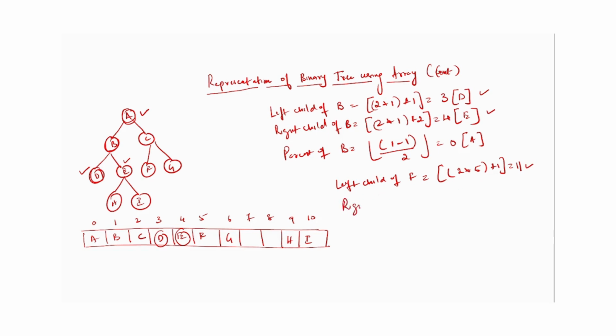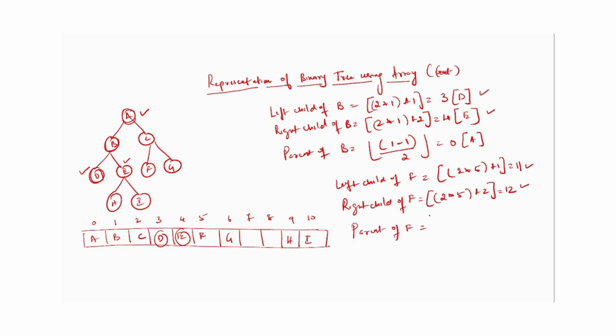What is the right child of F? Same thing here, 2 into 5 plus 2, that is nothing but 12. There is no element at 12. As we can see here, there is no right child for F. Therefore there is no left child for F, and there is no right child for F, right? So we got the answer as 11 and 12, but there are no elements here in the array for 11 and 12, right? So what is the parent of F now? What is the parent of F?